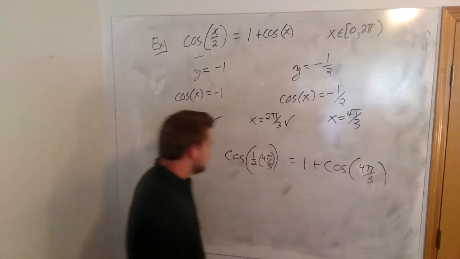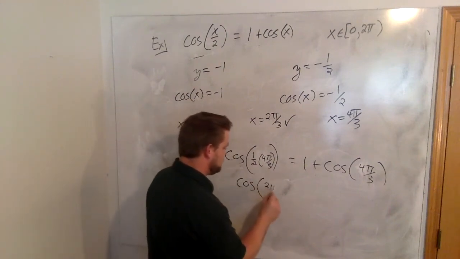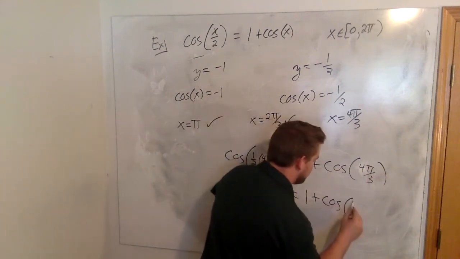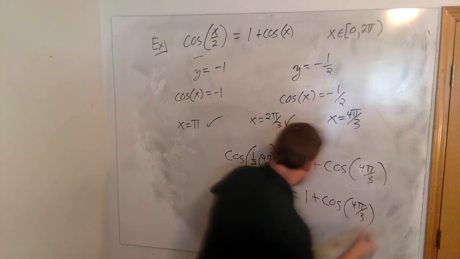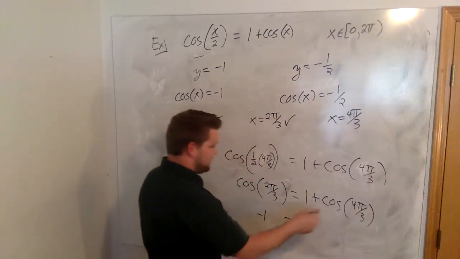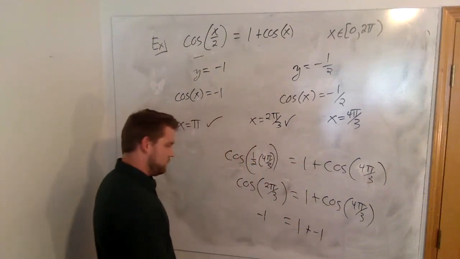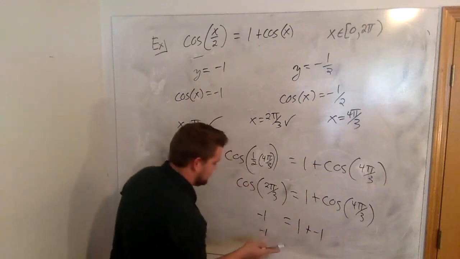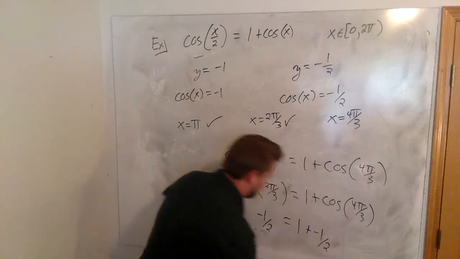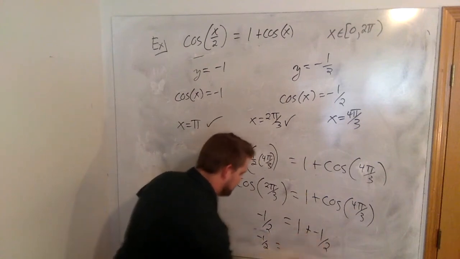Okay, so let's see. This will be the same thing as what the cosine of 2 pi over 3 will be equal to: 1 plus the cosine of 4 pi over 3. Cosine of 2 pi over 3 is negative 1, and cosine of 4 pi over 3 is also negative 1. Oh, it's not negative 1, it's negative 1/2. And here, this is also negative 1/2. So we have that negative 1/2 is going to be equal to 1 plus a negative 1/2.